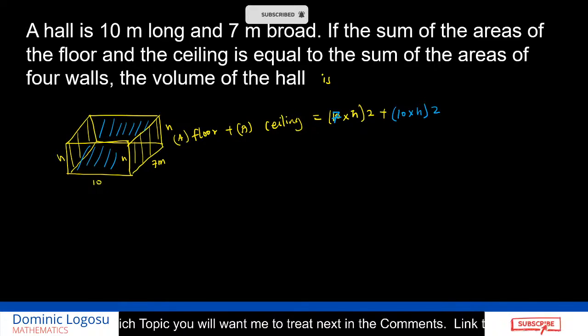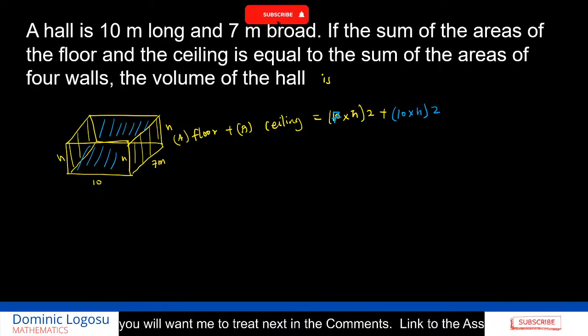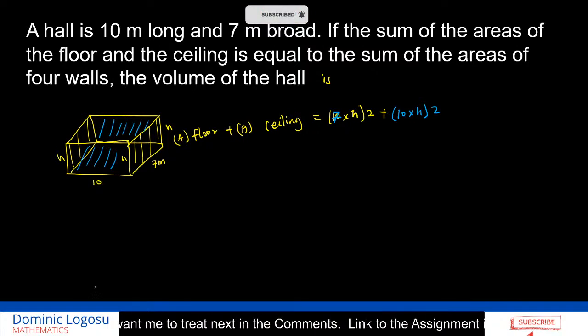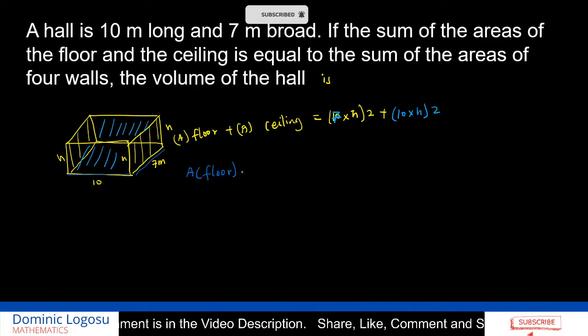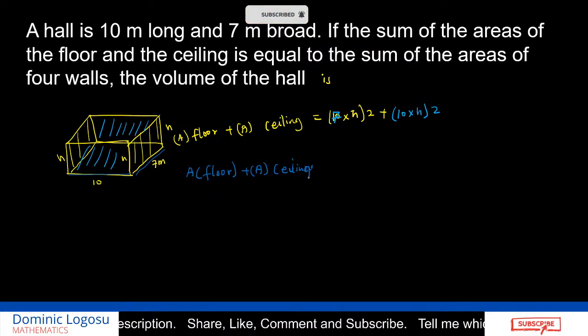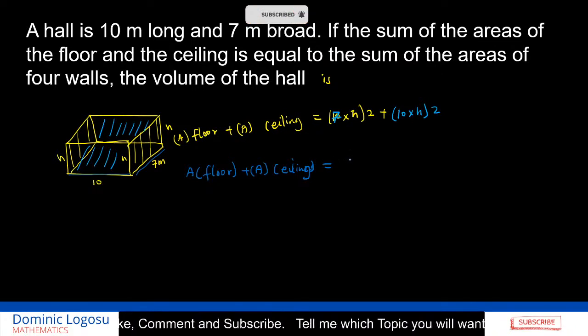I'm going to take that again and explain it again. This time around, I'll change the marker. We are saying that the sum of area of the ceiling and the floor. To find the floor, we need this, and then we need this. It has been given to us. So let me just write it in words before we go to the calculation. Area of floor plus area of ceiling should be equal to the sum of the area of the four walls.